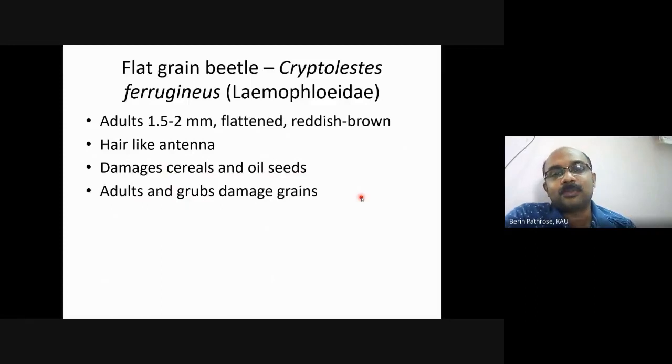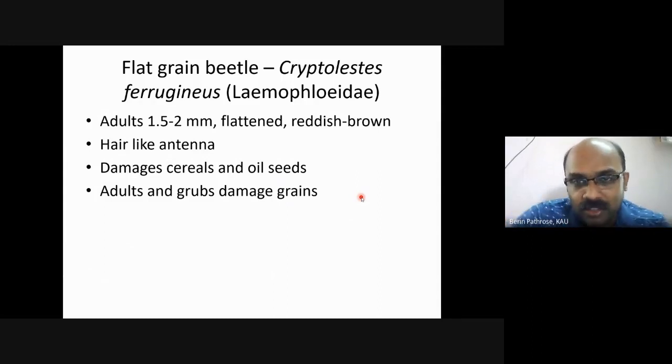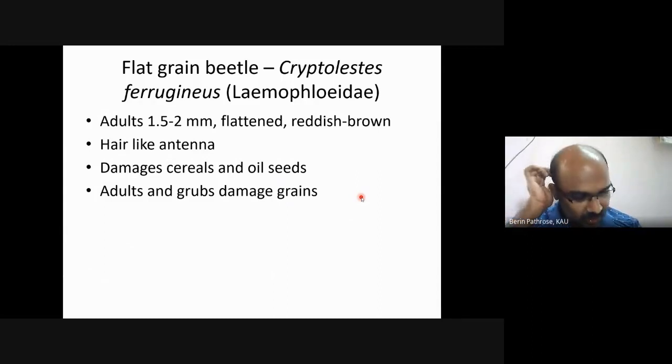Then comes Cryptolestes ferrugineus, belonging to the family Laemophloeidae. If you visit any FCI godown, they will usually say that we have a problem of limo. They usually call it limo. So actually, it is Cryptolestes ferrugineus, the flat grain beetle. This is an extremely small insect. I don't know whether I'll be able to take you to an FCI godown, but when we visit an FCI godown, you can easily see three insects.